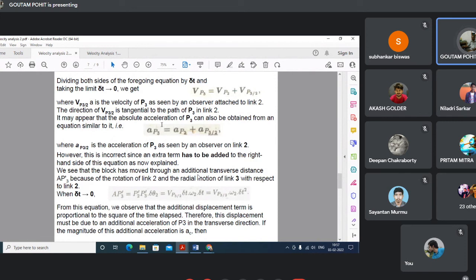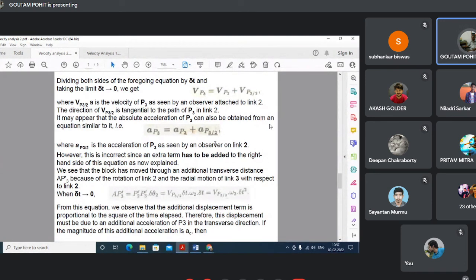This is the acceleration equation. Vp3 is equal to Vp2 plus AP32, where AP32 is the acceleration of the point P3 as seen by an observer situated on the link 2. However, this is not correct. It's incorrect because we have to add another term here.